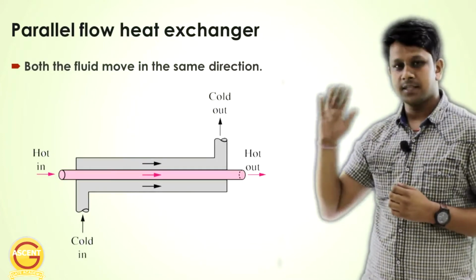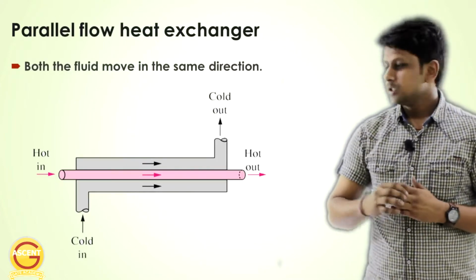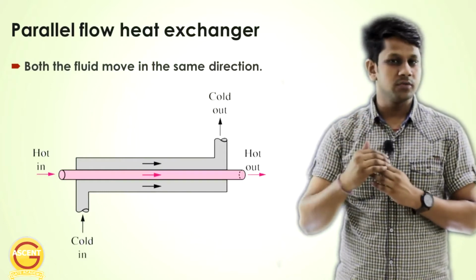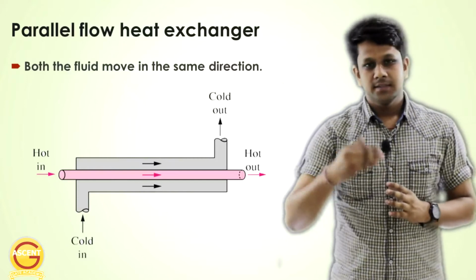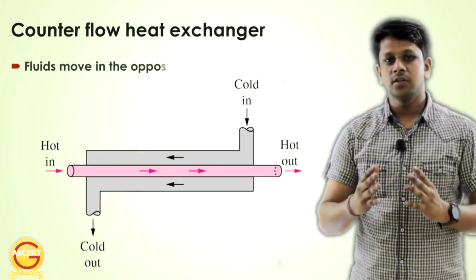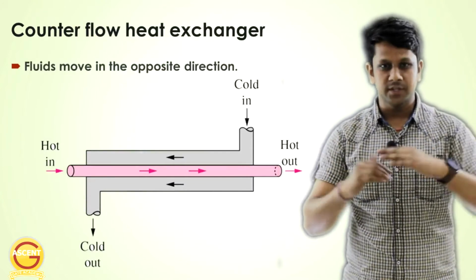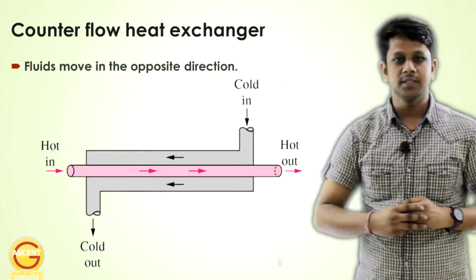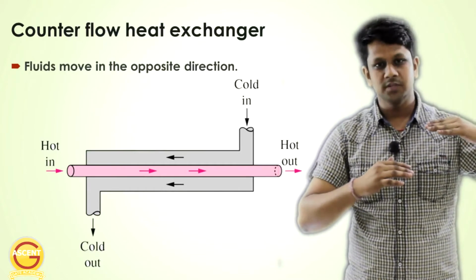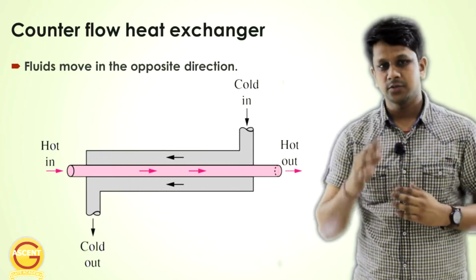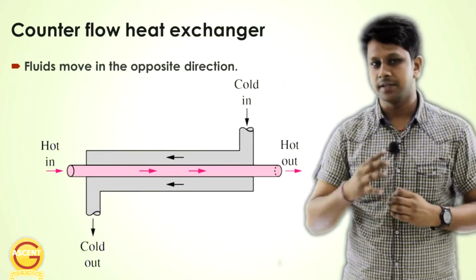Let's say this is a shell and tube type of heat exchanger. So you can see the hot fluid and cold fluid both are moving in the same direction, right? Second case is the counterflow. In counterflow, both fluids move in different directions. So in this figure, you can see the hot fluid is moving in one direction, and the cold fluid is moving in the opposite direction, right? So this is known as the counter current flow heat exchanger.